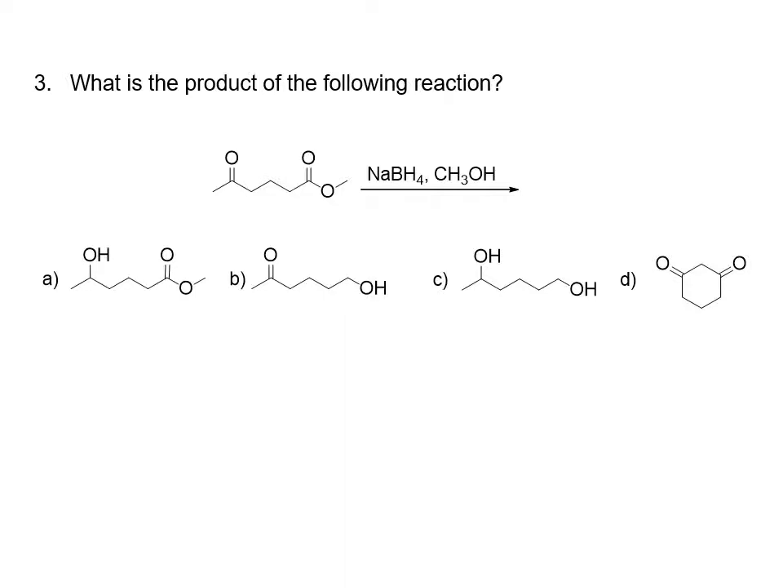Next question, what is the product of the following reaction? So we have keto ester and reduction with sodium borohydride in methanol. Sodium borohydride can reduce aldehydes and ketones, but it's not a strong enough reducing agent to reduce carboxylic acids and derivatives such as esters. So esters are left intact, while aldehydes and ketones are reduced to the corresponding alcohols. So in this case, only the keto group will be reduced, and the product will be the corresponding hydroxy ester. And that's hydroxy ester A.